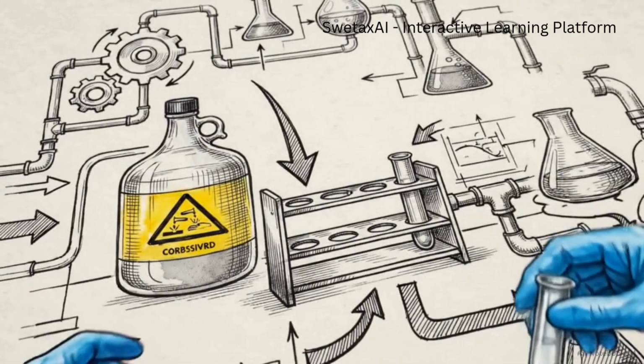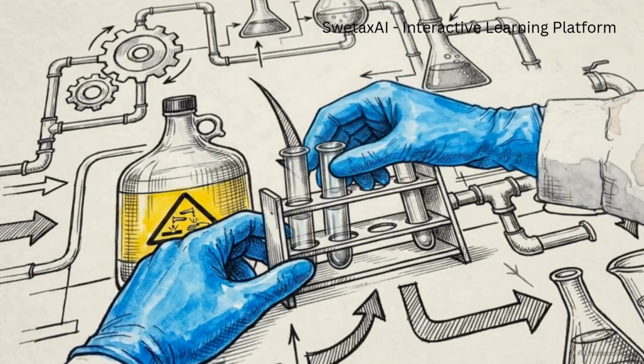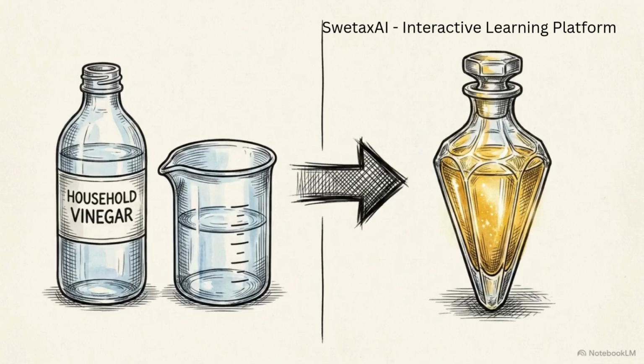In the next 6 minutes, we are going to synthesize one from scratch. We will take the harsh, sour smell of acetic acid, the main component in household vinegar, combine it with alcohol, and transform it into a sweet, fruity liquid known as ethyl ethanoate.